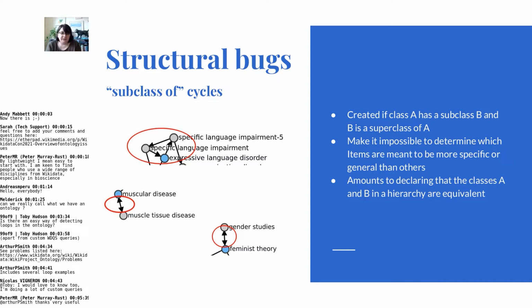Another thing we have is structural bugs, and there are different types of structural bugs we've seen. One of them is subclass-of cycles, when we basically have cycles in our class hierarchy. So let's say this is created if a class A has a subclass B and B is a superclass of A again. And this makes it really hard to figure out which of those concepts is actually more specific than another one, which is one of the rather important things to know for querying and inference and so on. And here you can see some examples of where we found those.